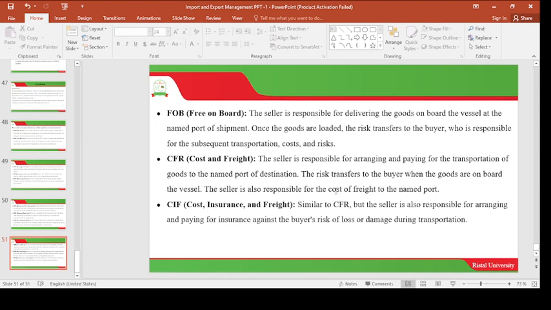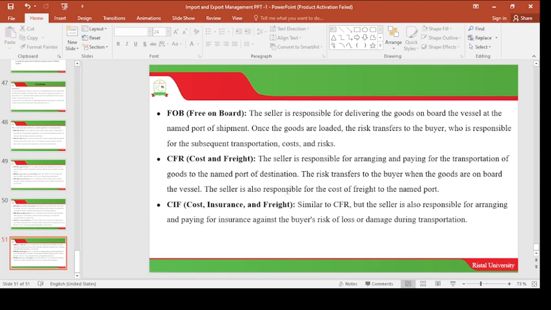Then we have CIF, cost, insurance and freight. Similar to CFR, but the seller is responsible for arranging and paying for insurance against the buyer's risk of loss or damage during the transportation. So, in other words, these are the commonly used international commercial terms in international trade.